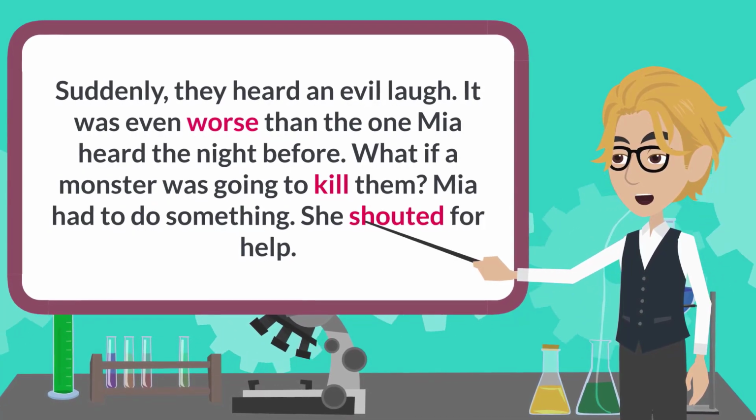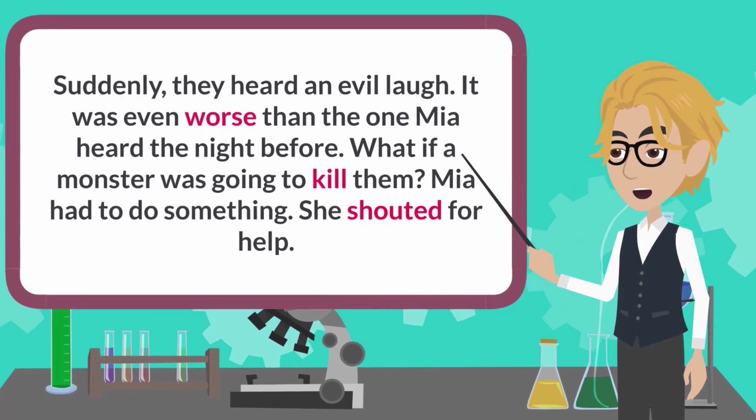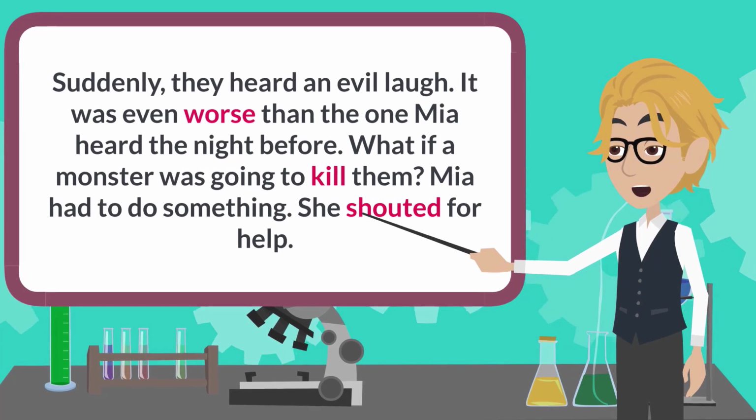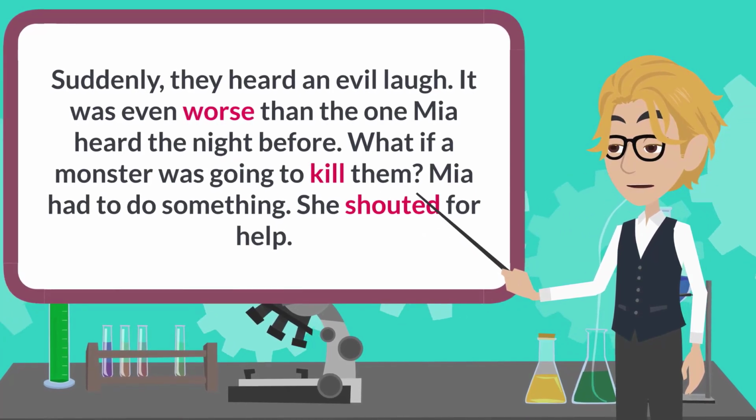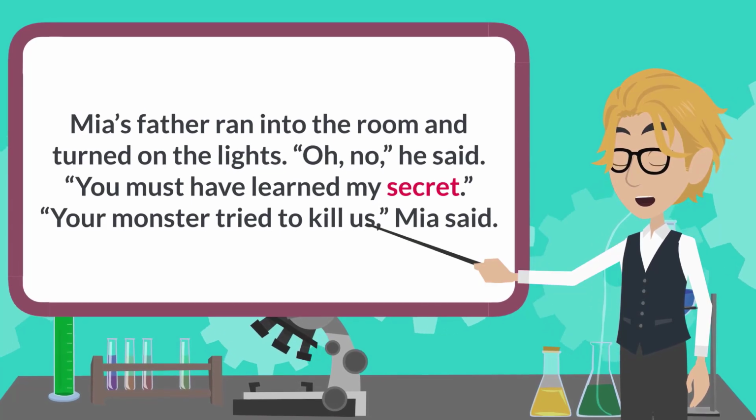It was even worse than the one Mia heard the night before. What if a monster was going to kill them? Mia had to do something. She shouted for help. Mia's father ran into the room and turned on the lights.